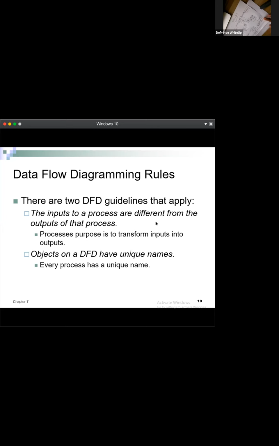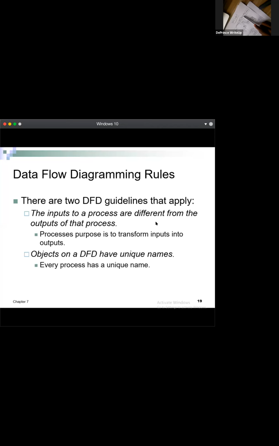What do I mean? The input to this process is send order. The output cannot be send order also. It must be different, okay? And you must label your arrow. You cannot say send order, and after the process complete, the output is also send order. Impossible, okay? It must be different. Process's purpose is to transform input into output.